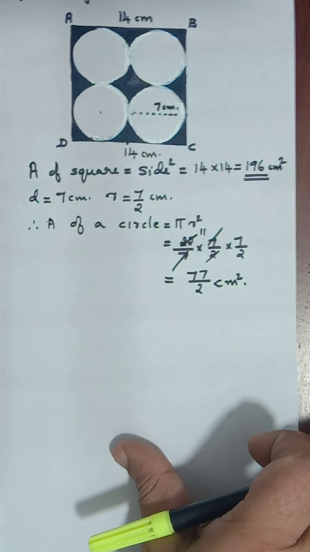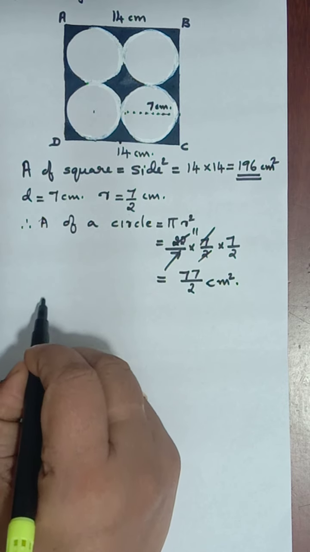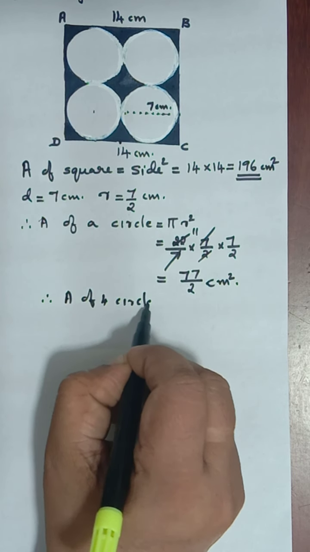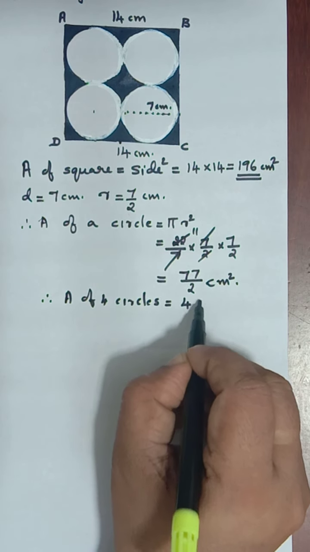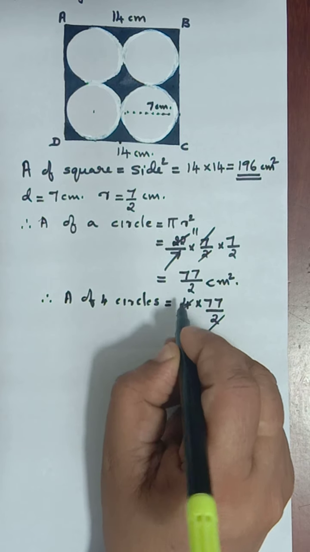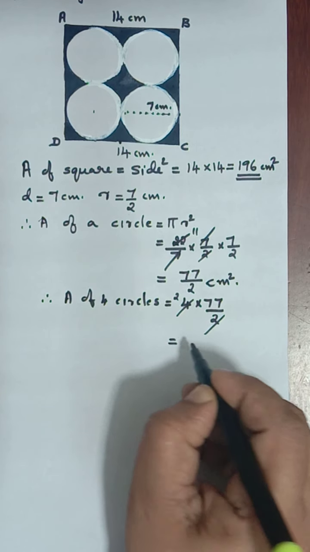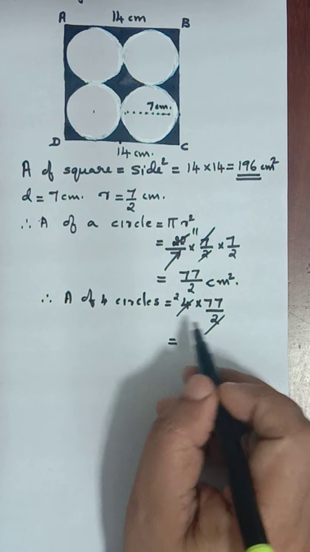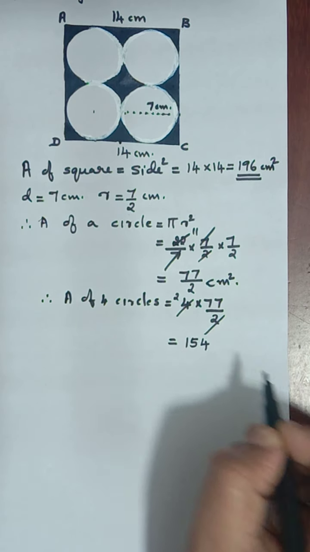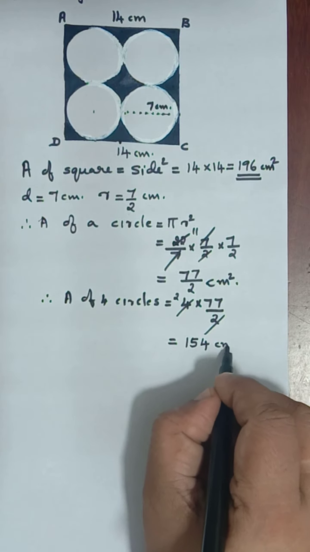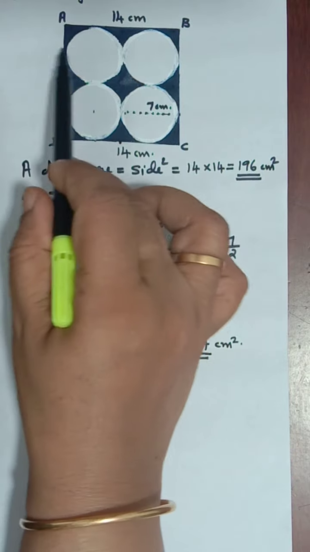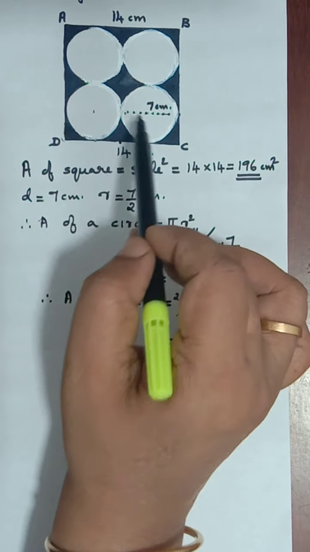Now let us find out the area of 4 circles. Therefore, area of 4 circles is 4 into 77 by 2. What do we get? We can cancel by 2. So 77 into 2 you are getting, isn't it? 154 cm square. Now we got the area of the square as well as the area of 4 circles.